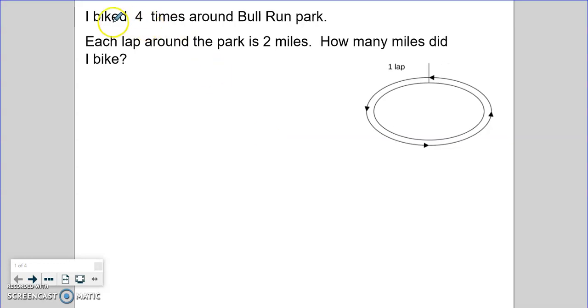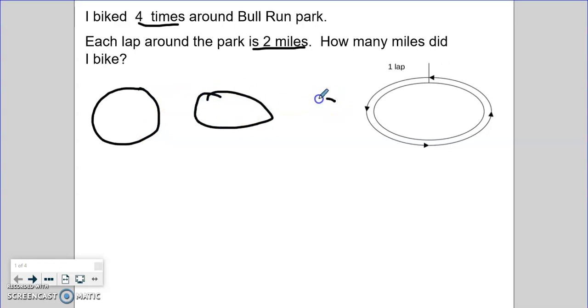Now, this problem says I biked 4 times around Bull Run Park. Each lap around the park is 2 miles. How many miles did I bike? So, if we're talking about repeated addition, here's 1 lap, here's 2 laps, here's 3 laps, here's 4 laps. Each lap is 2 miles, right? I'm just going to write 2 in the next ones.